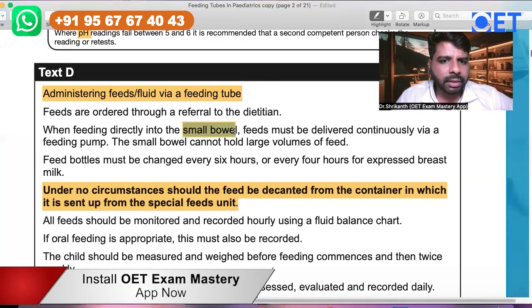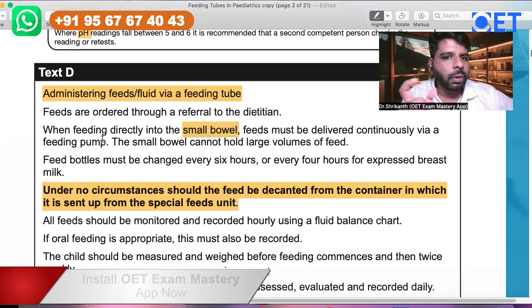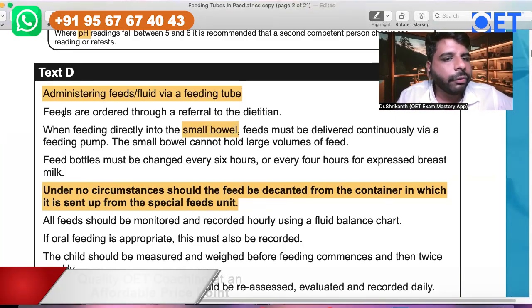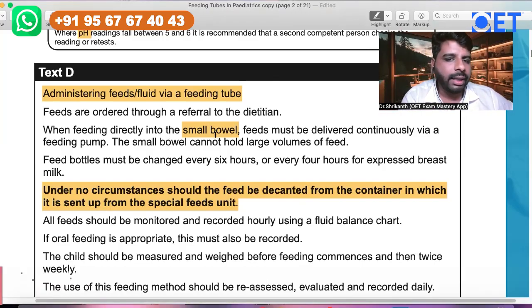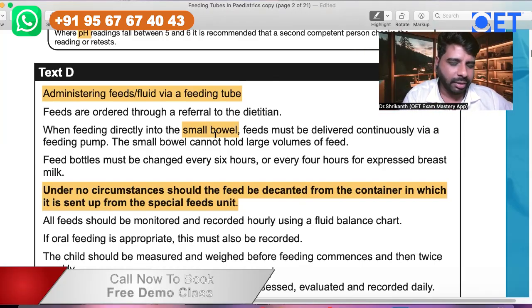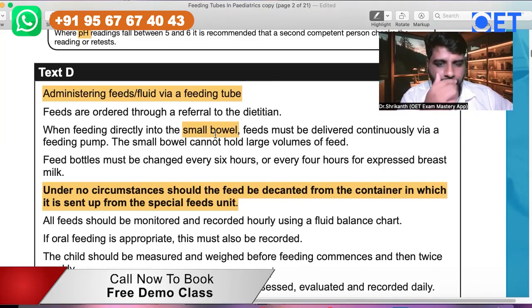Now see the keyword is okay. See, this is what we call scanning. So I did not read "feeds are ordered through a referral to the dietitian when feeding directly." I did not read like that. I was having the keyword in my mind, small bowel. As soon as I saw the small bowel, I highlighted it. So this is what we call skimming. Skimming basically means skipping through the information and coming directly to the keyword.